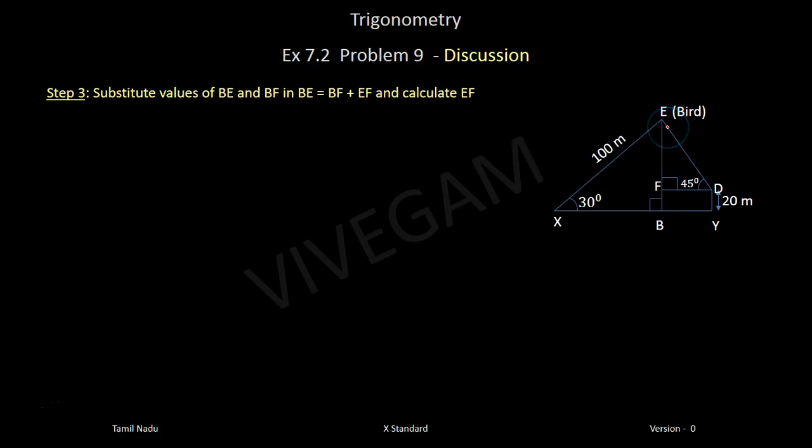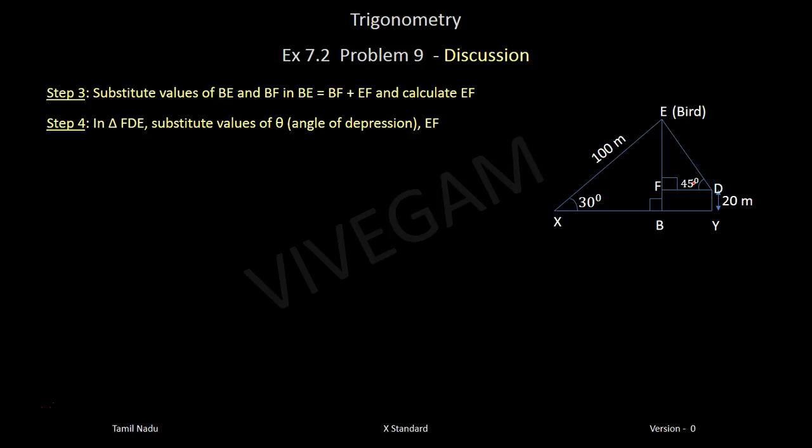Next, take this triangle. Okay, before that we'll do one step. Now, you know this total height, and you know the height of the building is 20 meters. If this is 20 meters, this is also 20 meters, right? These two lines are parallel. So, from the total distance, subtract this distance, you will get EF. Done? Step 4.